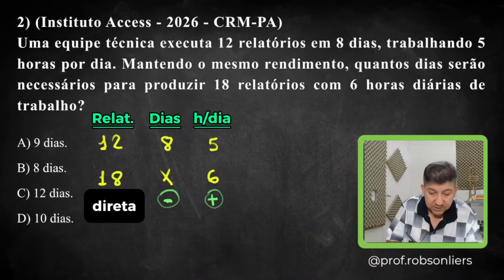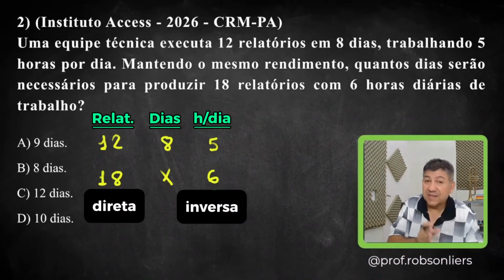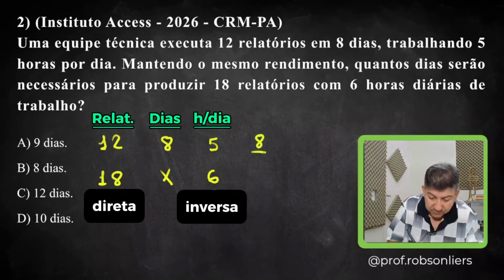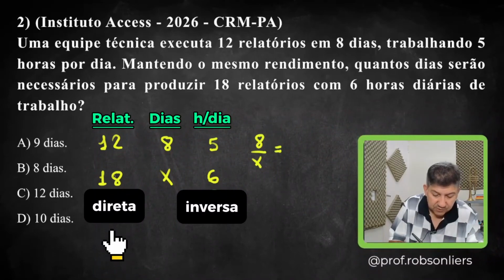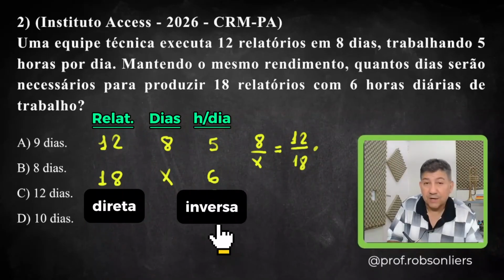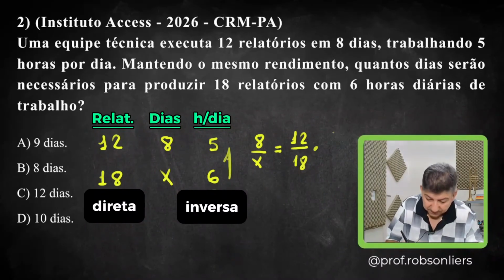Now that we already know which quantity is directly proportional and which is inversely proportional, let's set up our proportion. Here, where the x is, I'm going to repeat it. 8 over x equals the quantity here, 12 and 18 is direct. So it will continue. 12 over 18 times. Now, this quantity here, which is the number of hours per day, is inversely proportional. So I'm going to invert it. The 6 goes on top and the 5 goes on the bottom.